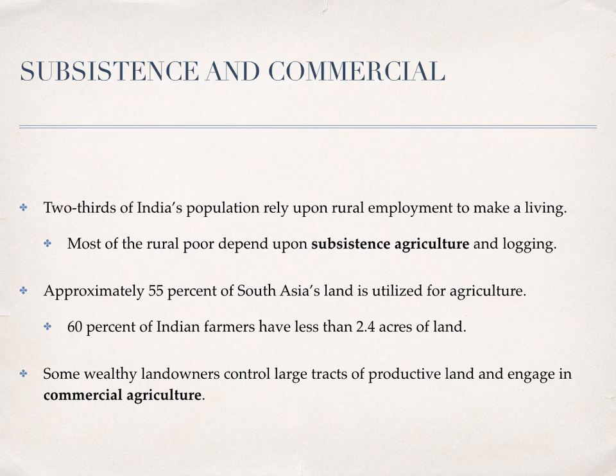A few others are in logging. About 55% of South Asia's land is utilized for agriculture. However, 60% of India's farmers have less than 2.4 acres of land. This is really not enough land to support your family. Some of the wealthier landowners control much larger farming areas, and they engage in commercial agriculture.